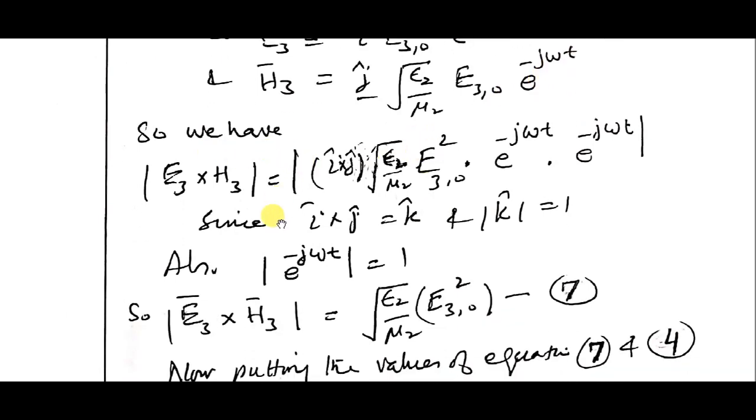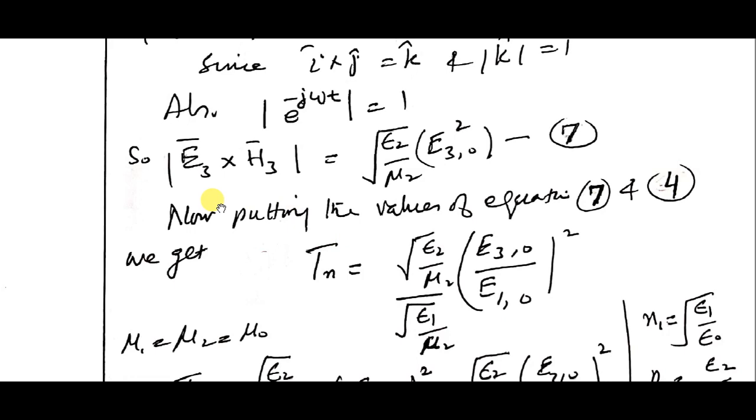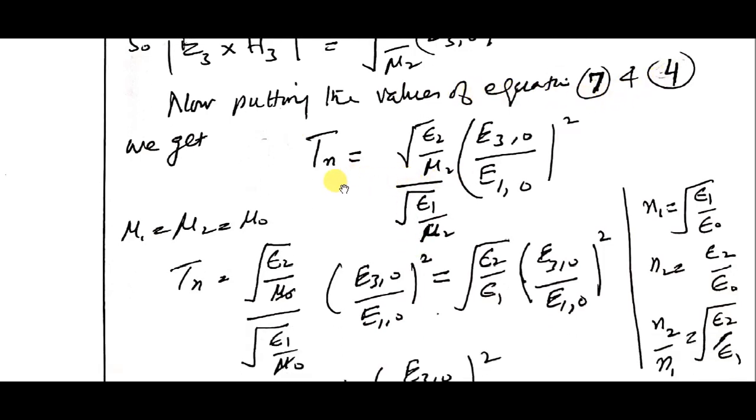So now putting these values in E3 cross H3, i cross j is equal to k, and the absolute value of k is 1. It is the square root of epsilon 2 over mu2 times E30. Also the absolute value of the exponent is equal to 1, so we are left with E3 cross H3 equal to epsilon 2 over mu2 times E30 whole square, equation number 7. Now putting these values of equation 7 and 4, we can get the transmission coefficient as the square root of epsilon 2 over mu2 to epsilon 1 over mu2, times E30 to E10, whole square.